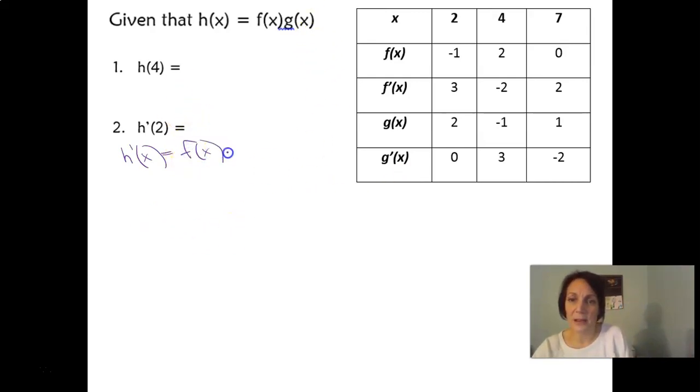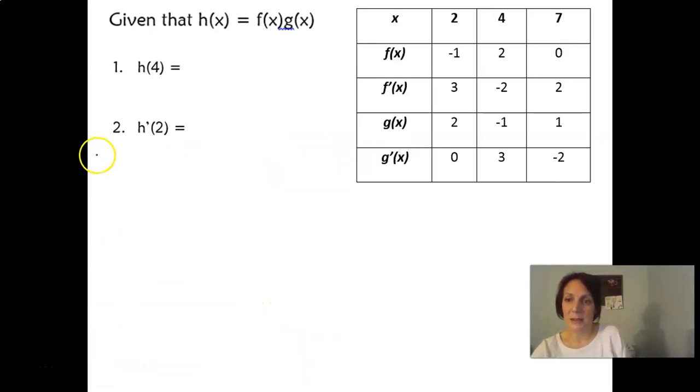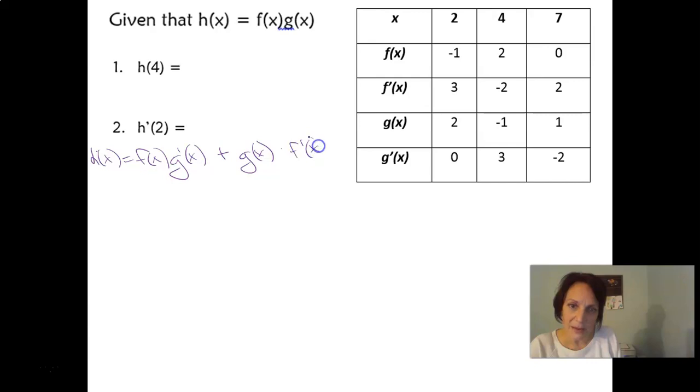So that's going to be f of x times g prime of x plus g of x times f prime of x. And if you don't mind, I'm going to take a moment and rewrite that because I want to reuse it and it's really messy. So h prime of x is going to be f of x times g prime of x plus g of x times f prime of x. Again, the first part of the function times the derivative of the second plus the second times the derivative of the first.